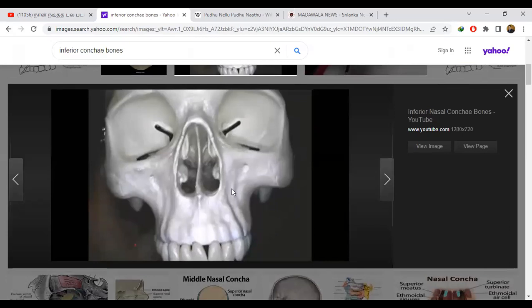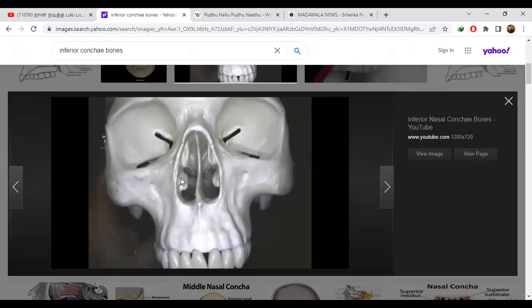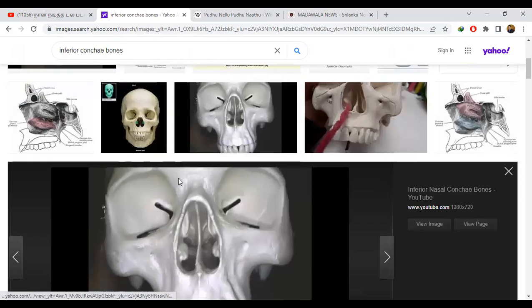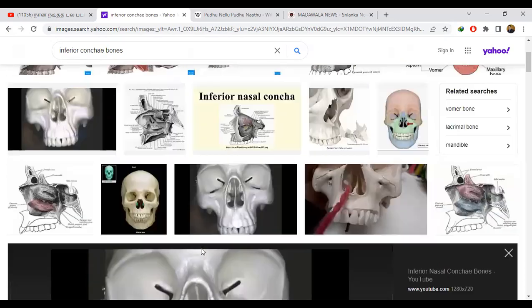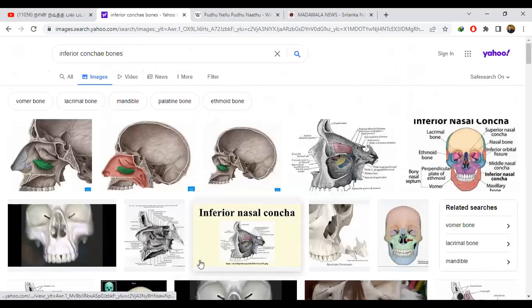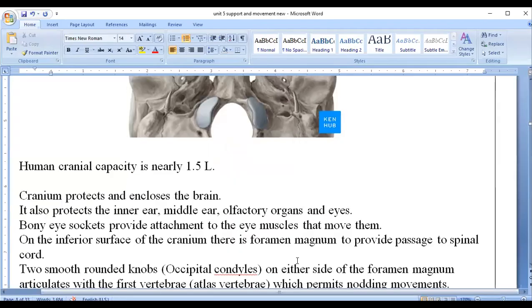Now, when you are given this skull, you will be somewhat identifying. Okay, this is going to be the inferior concha. Correct? Here, this place is going to be the vomer. So like that, we are able to identify those bones a little. Anyway, only the name introduction is in the syllabus.